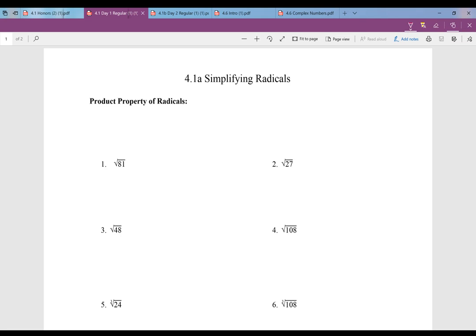Right, in 4.1a, we're going to talk about simplifying radicals. So we're going to use the product property of radicals to do this. That property says that if you have the root of a times b, then that is equal to root a times root b, where a and b are greater than or equal to 0, right? Because you can't always take the roots of negative numbers. So let's look at an example.